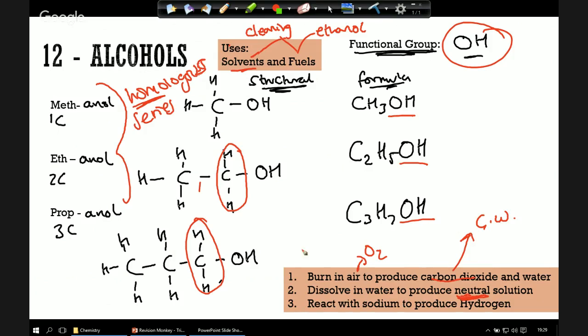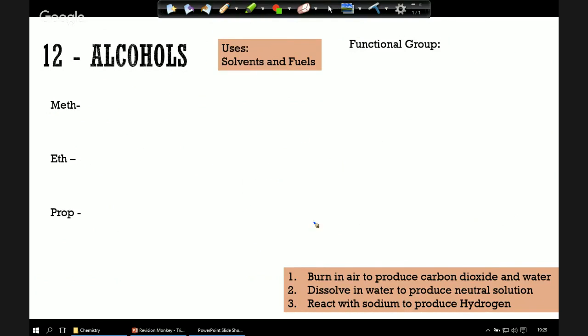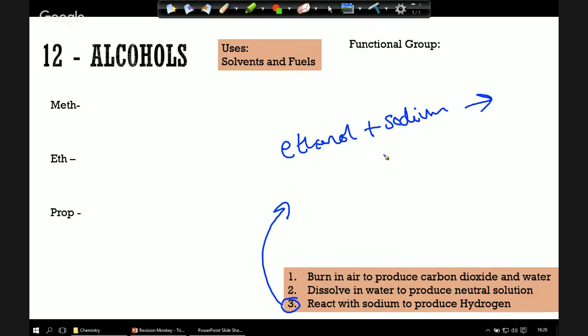And secondly, we've got another reaction that we need to remember for the alcohols, and that is that they react with sodium to produce hydrogen. And I'll just show you a reaction now that you might see with that. So I'll just clear the screen and I'll just show you an example of one that you might see. If you have ethanol react it with sodium, you would produce something called sodium ethoxide plus hydrogen.